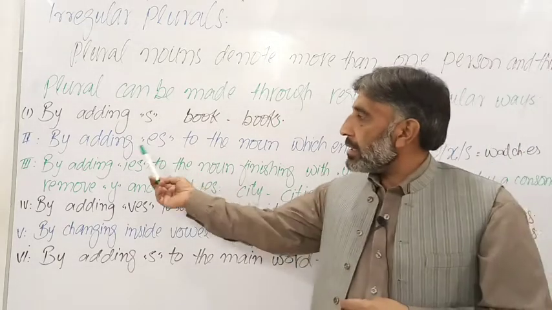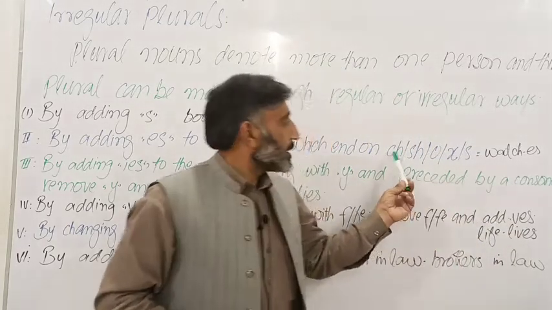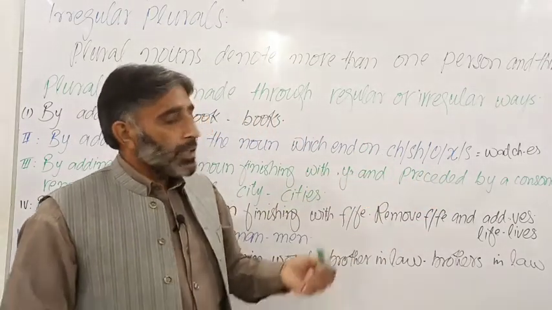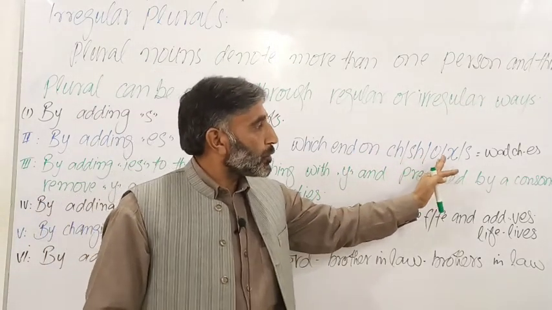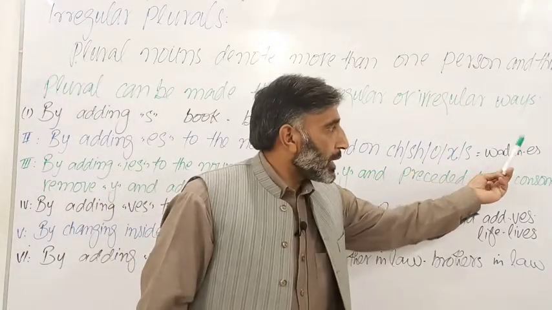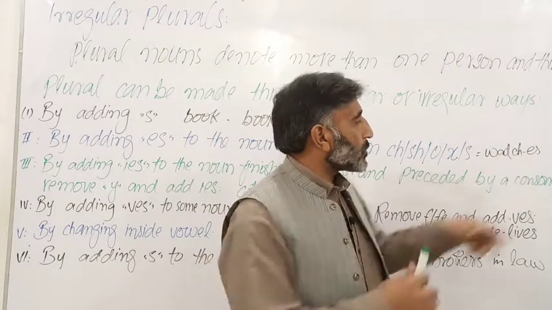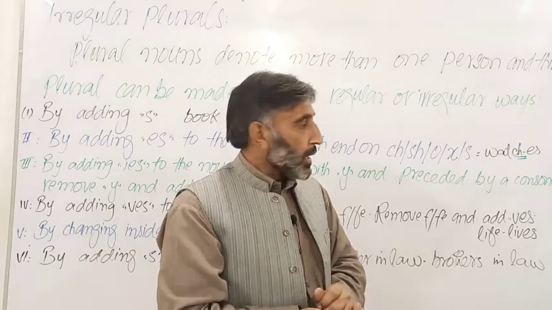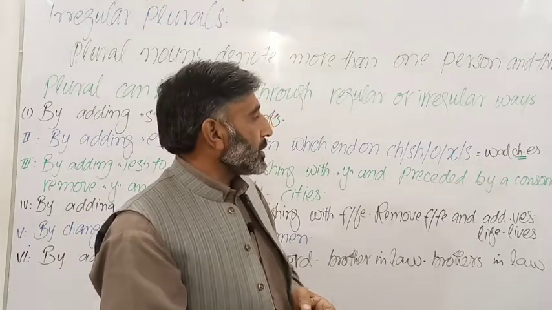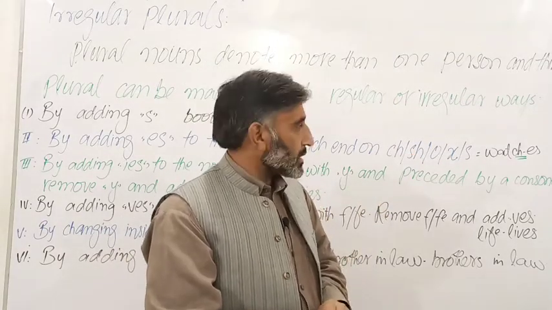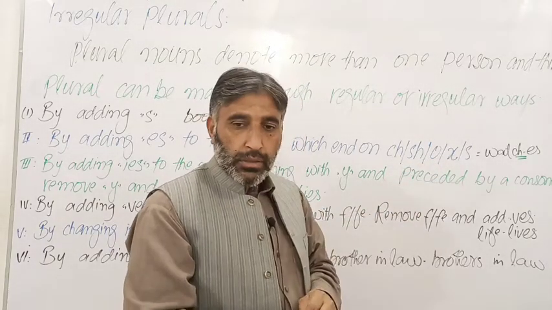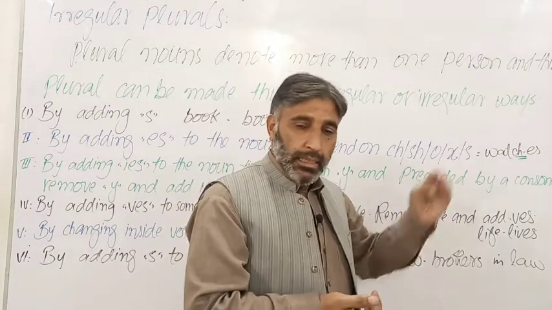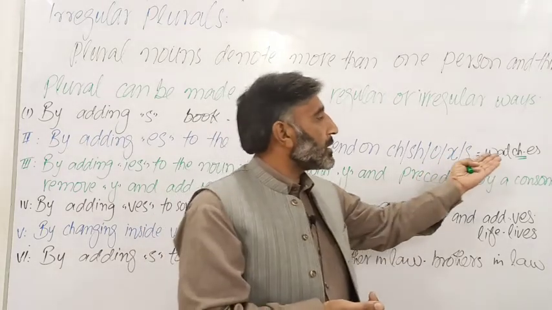The second way is by adding es to the noun which ends in ch, sh, o, x, s, etc. When the last letter of a noun is ch, sh, o, x, or s, then we add es to make the plural noun. Like watch, watches, because it ends with ch. Dish, dishes, right? Similarly mango, mangoes. Similarly box, boxes, right? And similarly class, classes. S ya double s par khatam hote hain, so we add es to make the plural form.